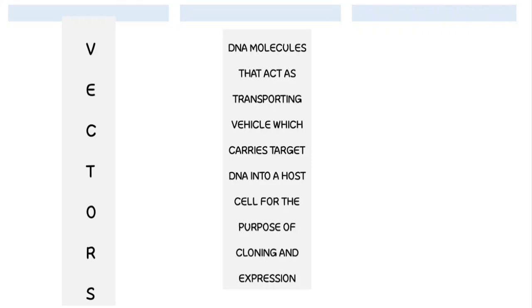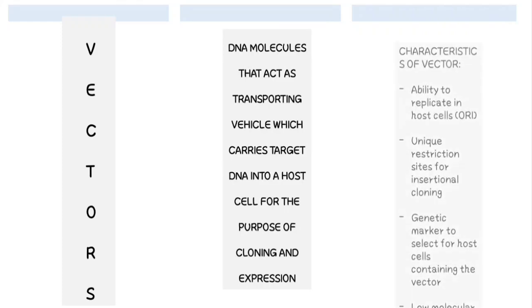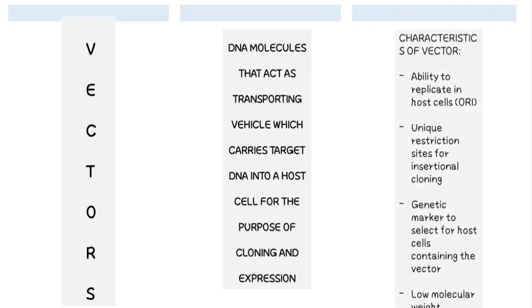But a vector should have some characteristics. It helps this gene to replicate, and we also need to know that this gene is actually inserted into the host, that is, into the bacteria. So the characteristics: it has the ability to replicate in host cells because it has ori, the origin of replication. Secondly, it has unique restriction sites for insertional cloning. These unique restriction sites help us insert our gene of interest at that specific point.